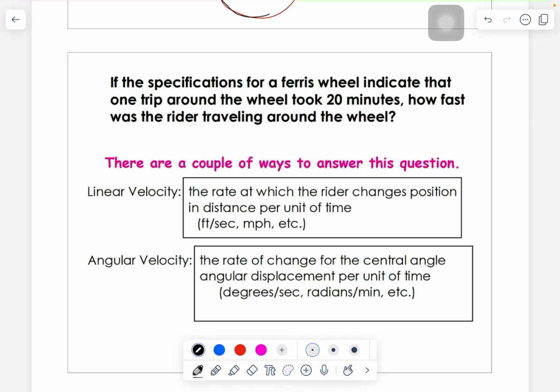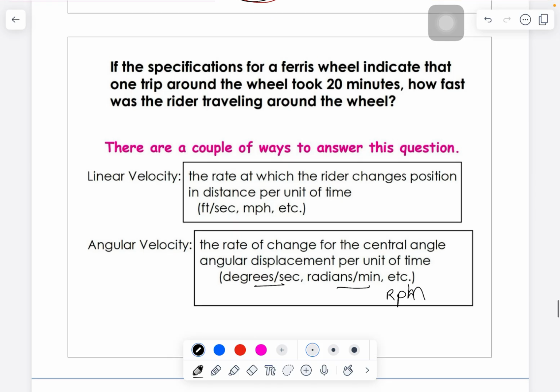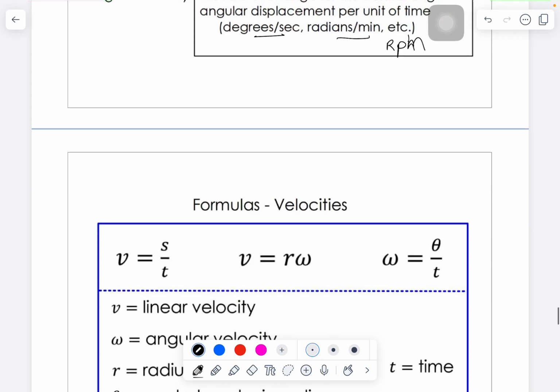So we got a Ferris wheel that has one trip around the wheel, 20 minutes. You could be talking about how fast they go because they're traveling around the circle, or how fast that angle changes. Now your angular velocity has units that look like degrees per second, radians per second, and sometimes it's called RPM, or a revolution per minute. All typical types of angular ones.